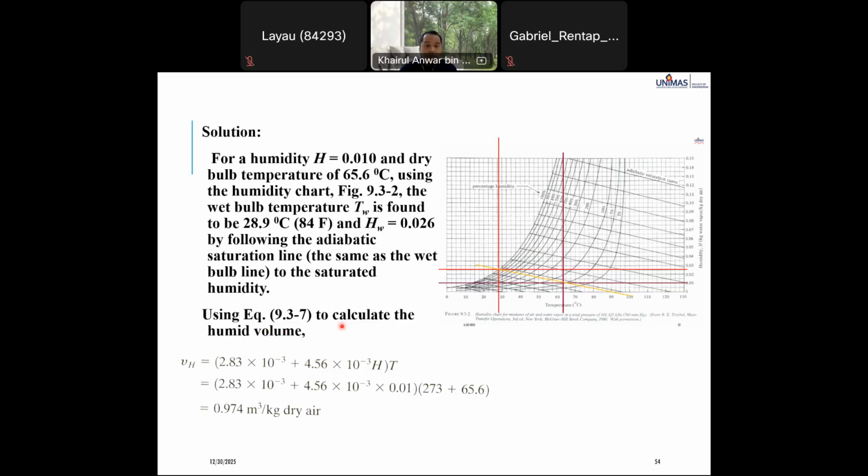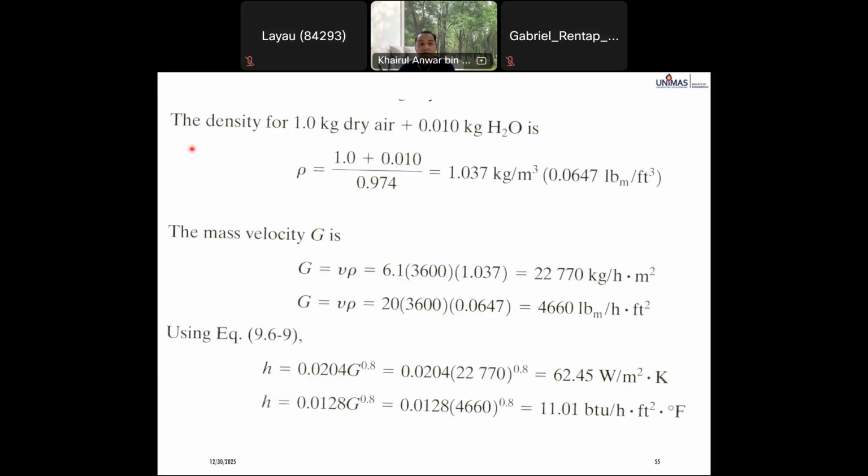Using equation 9.3-7 to calculate the humid volume V. Remember, T here is in Kelvin, that's why you need to add 273. So V is 0.974 meter cube per kg dry air, in this case with humidity equal to 0.01. Density for 1 kg dry air plus 0.01 kg H2O is this.